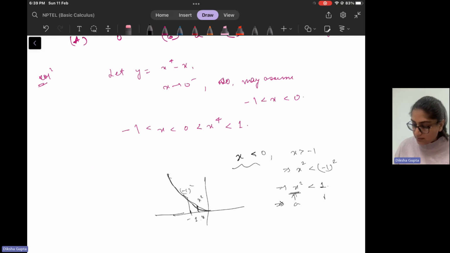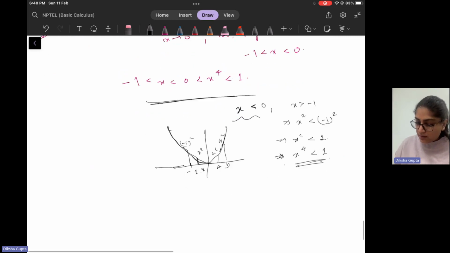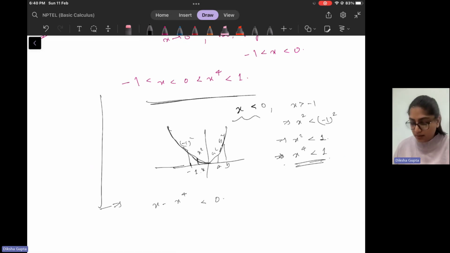Now this is your a, this is your b. When you square both sides and both of them are positive, the graph of the function is increasing, meaning that if a is less than b, then a square is less than b square. Sorry, I said it opposite before. So now x^4 is less than 1, and that's why you have this inequality. This implies x minus x^4 is less than 0, which implies x^4 minus x is positive.